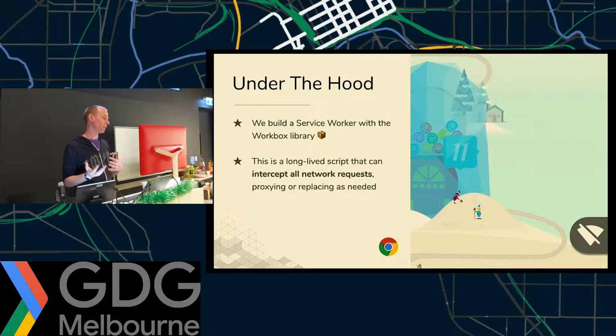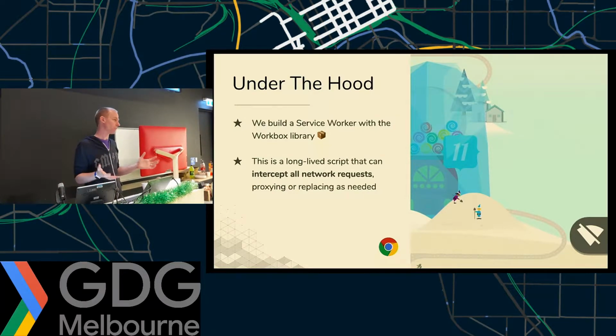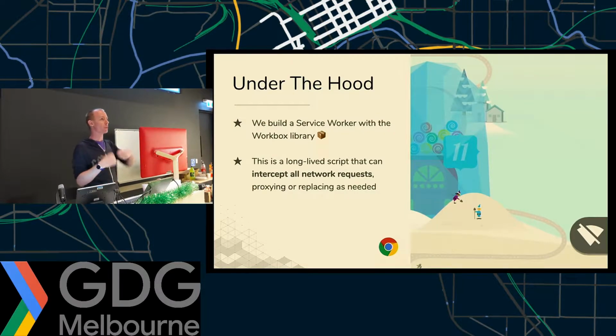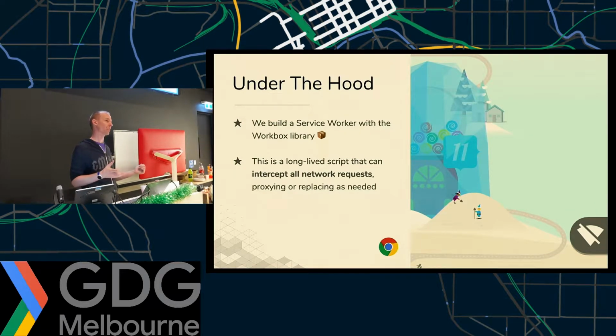Most people's service workers are pretty simple. They say, if I have this asset, serve it from my cache. If I don't, go to the network. Pretty simple. But there's a few nuances there, right? Like Santa Tracker is pretty static, but if you're a news site, you don't want to serve your front page from the cache because the articles have changed. So you might go to the network. If it fails, you might serve from a cache.